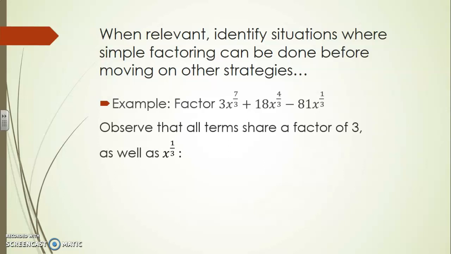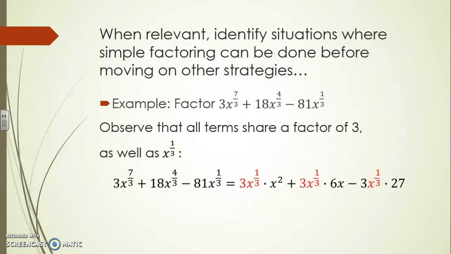However, you may notice how 3 is a common factor of all 3 terms in this expression, and every one is a multiple of x to the 1/3. Therefore, 3x to the 1/3 is a common factor and can be extracted, and it leaves behind x squared plus 6x minus 27, that is quadratic, and therefore we can at least attempt the sum product method to factor it.